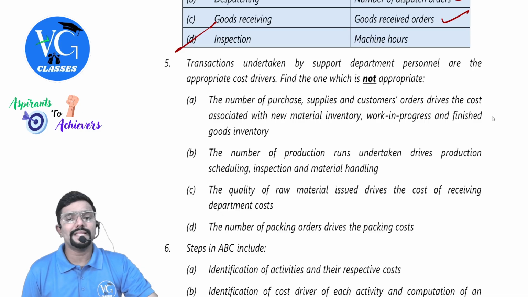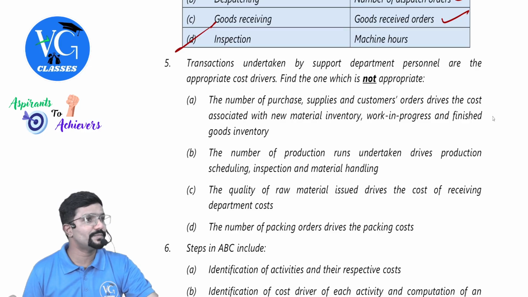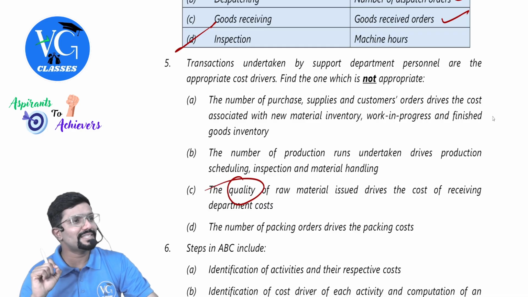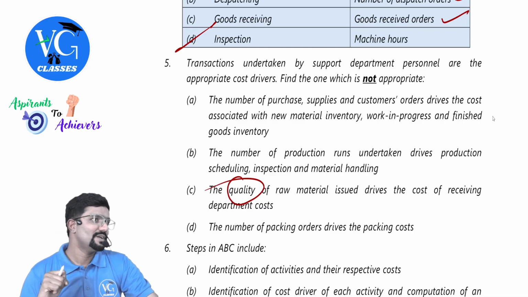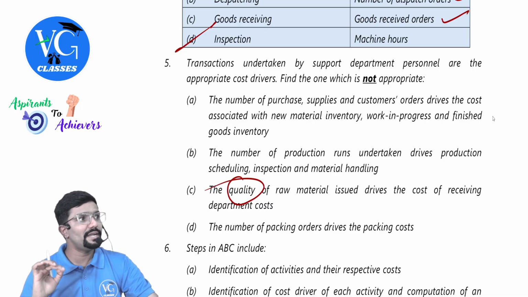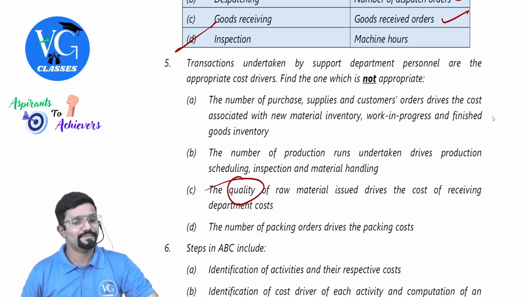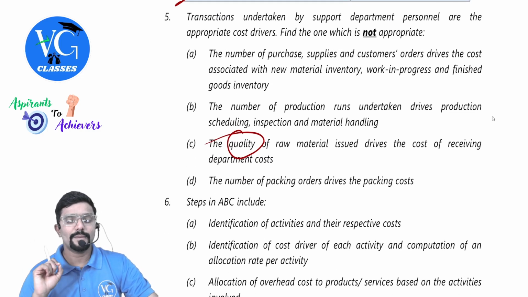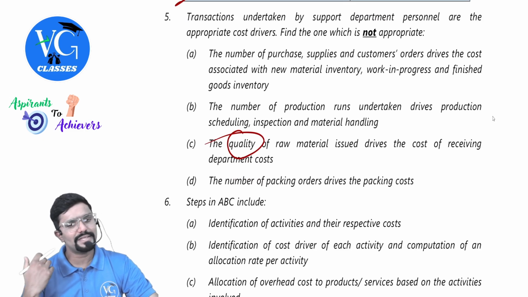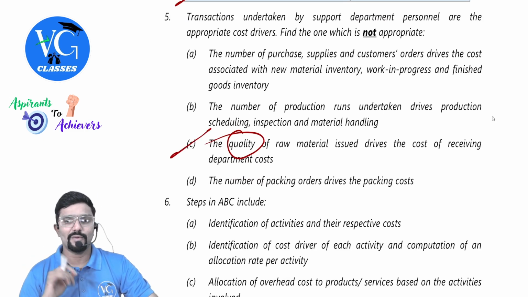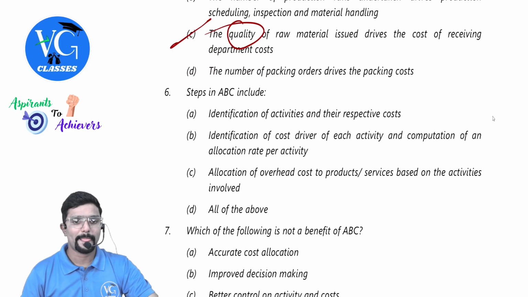The quality of raw material issued drives the cost of receiving department cost. Quality, will it be a cost driver for anything? No. Maybe quantity, if they had given that, correct. But it is quality. So this is out. Let us see the last one. The number of packing orders drives the packing cost? Yes, correct. So out of the given, C is the odd one, not appropriate.